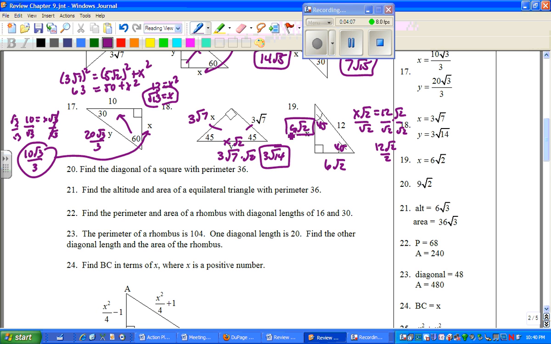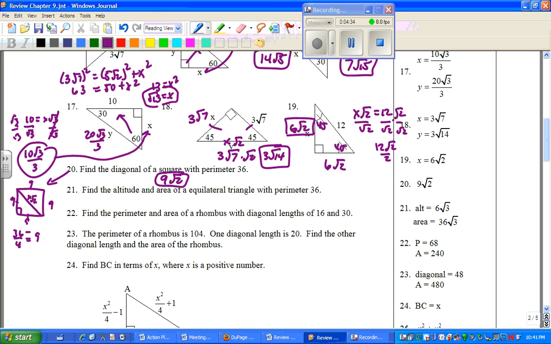19, find the diagonal of the square with a perimeter of 36. Well, if you have a square and the perimeter is 36, take 36 and divide it by 4 to give you an answer of 9. So each side is 9. You want the diagonal. Well, you know these are 45, 45, 90 triangles because it's isosceles. So this side has to be the 9 root 2 side because that's the x root 2 missing side. Otherwise, you can do Pythagorean theorem.